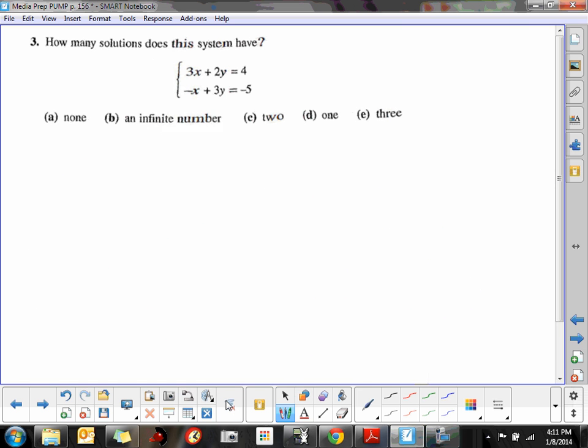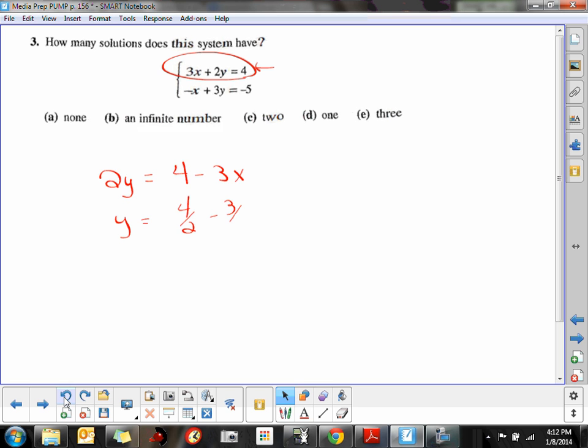So what I'd really like to know about this system is, what is the slope? To me, it's easiest to get the slope by solving this for y, which means y is going to equal 4 halves minus 3 halves x. So it's 2 minus 3 halves x. Okay, so that's my first equation, equation 1.